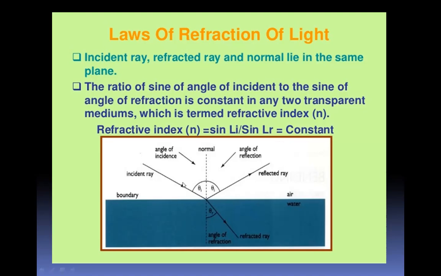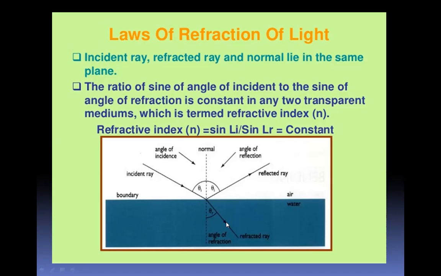We can see in this figure, when a ray of light is incident at the interface between two transparent mediums, air and water, and enters from air to water, it bends. It does not continue in its original direction. Its speed decreases, and due to the decrease in speed, the refracted ray, this ray, is known as the refracted ray. It moves towards the normal.